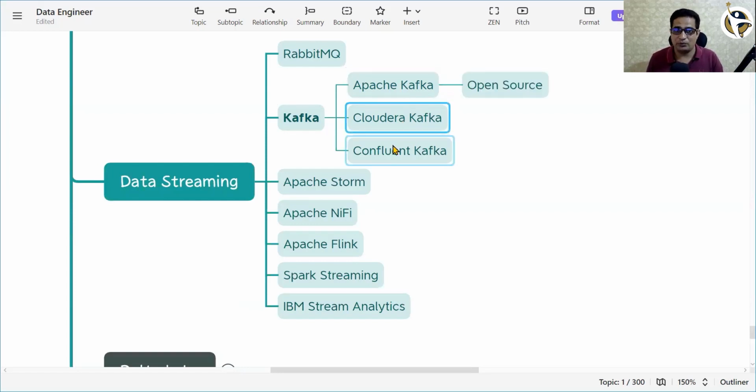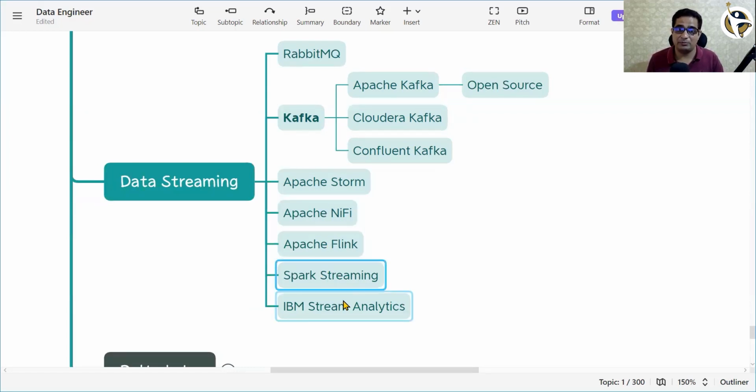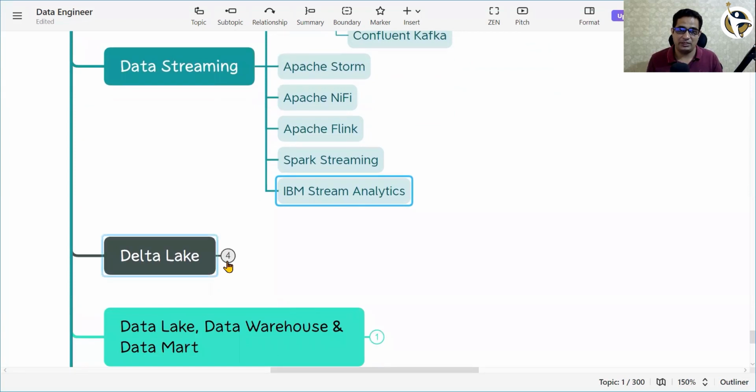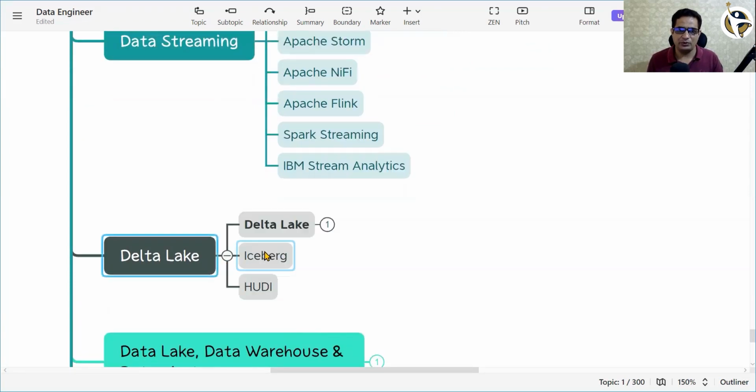Again, Cloudera is also providing its own version of Kafka, and Confluent is another version of the Kafka product that is being bundled. Then Apache Storm is very useful when it comes to streaming implementation. Apache NiFi, Apache Flink, Spark Streaming, and IBM Stream Analytics are other popular tools when it comes to streaming data implementation.